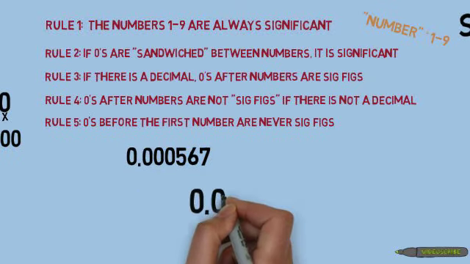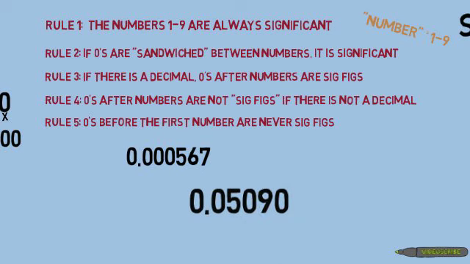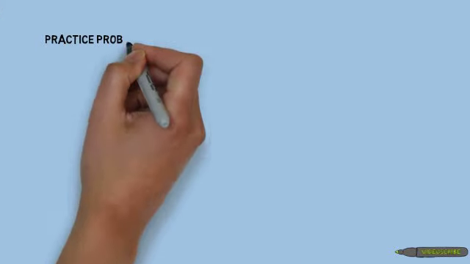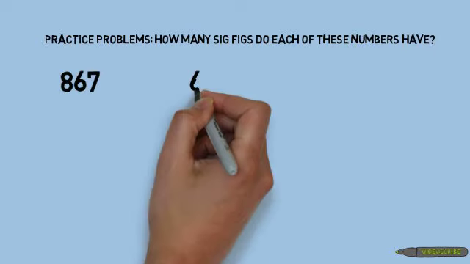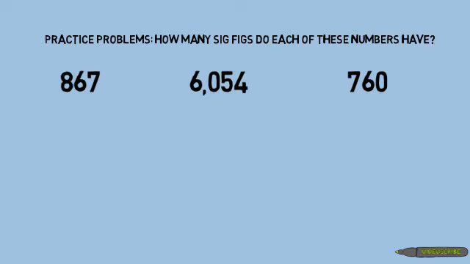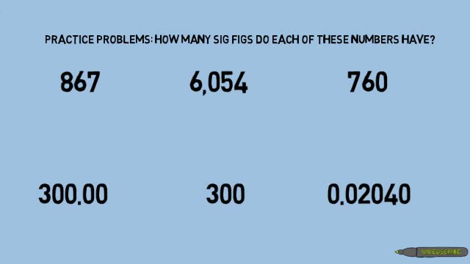Another example, 0.05090 has 4 significant figures. The 5 and the 9 are significant. The 0 in between the 5 and 9 is significant because it's sandwiched, and the last 0 is significant since it's after the number and a decimal is explicitly stated. If you would like to practice to see if you can identify significant figures, push pause while looking at these numbers. The answers will appear in about 5 seconds.